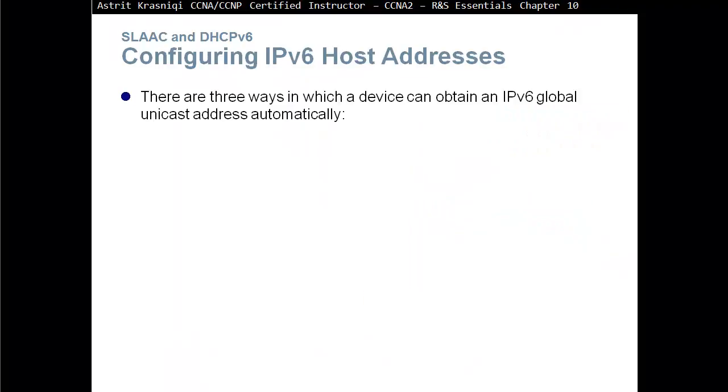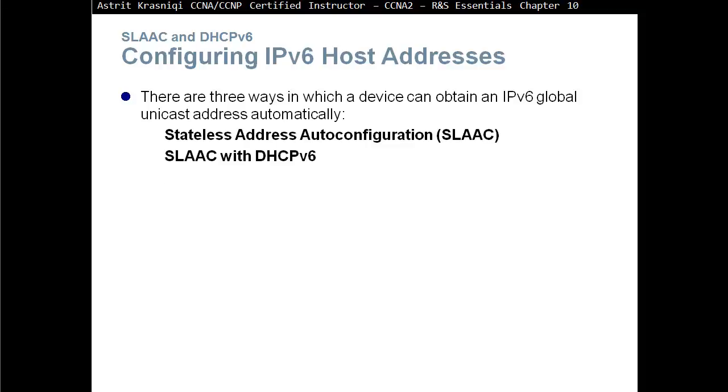So there are three ways in which a device can obtain an IPv6 global unicast address automatically. First is stateless address auto configuration, or SLAAC for short, or stateless address auto configuration with DHCPv6. So stateless configuration but with some DHCPv6 options. Or you can have a fully fledged DHCPv6 like we saw on DHCPv4.